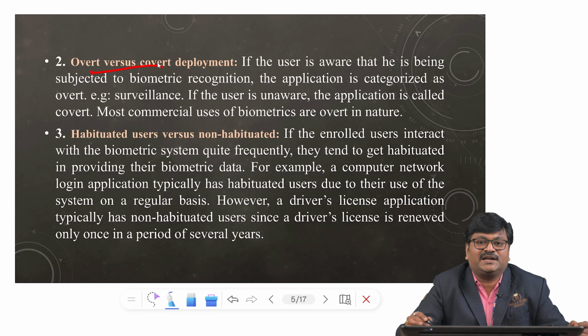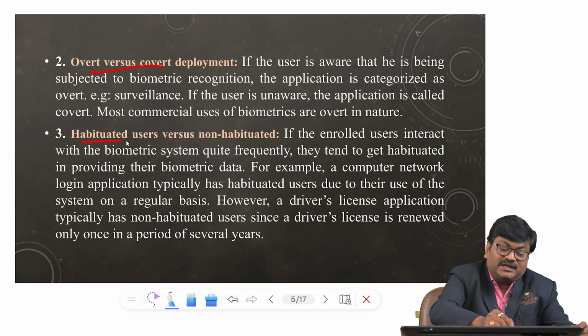If there is a hidden camera present in one of the unknown places, then obviously that hidden camera will not be known to the customer. Then we consider that as covert. So overt and covert are related to how well we are aware of the particular surveillance systems.